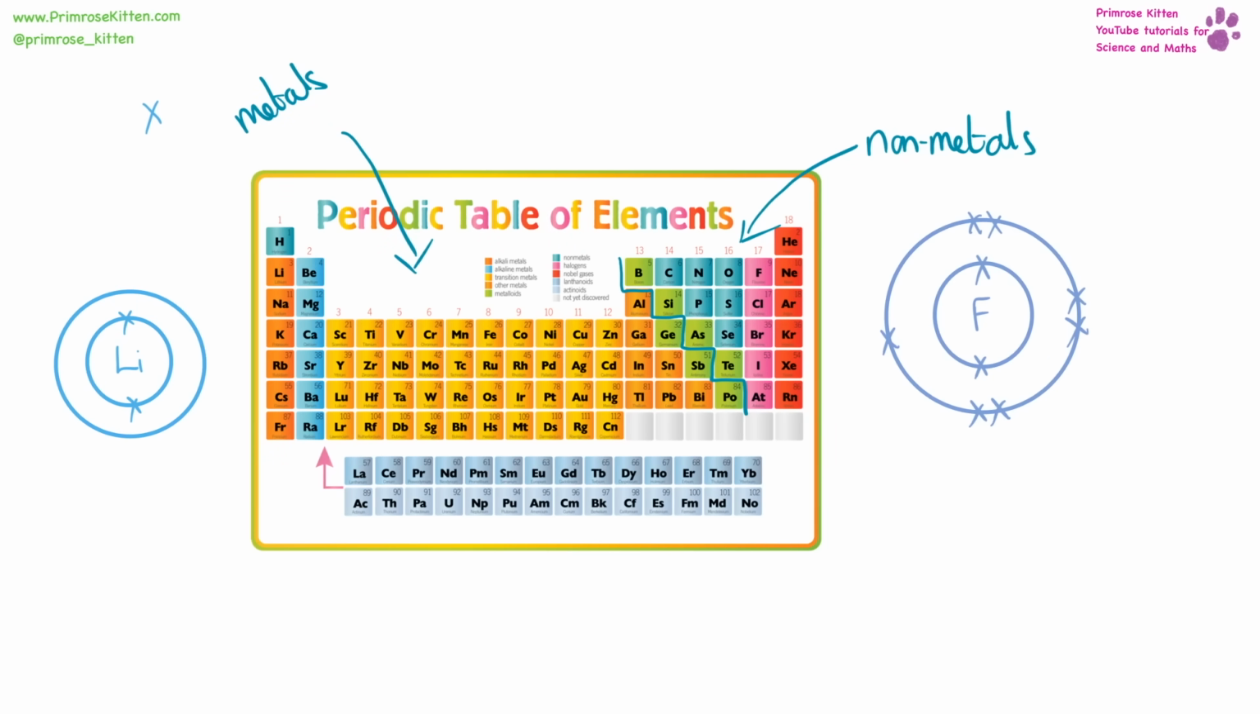Metals are going to lose electrons, and when we lose electrons we get positive charges, and non-metals are going to be gaining electrons, and when we gain electrons we get negative charges. Things in group 1 are going to lose 1 electron, so are going to be +1 ions. Things in group 2 are going to lose 2 electrons, so are going to be +2 ions. Things in group 6 are going to gain 2 electrons, so are going to be -2 ions, and things in group 7 are going to gain 1 electron, so are going to be -1 ions.